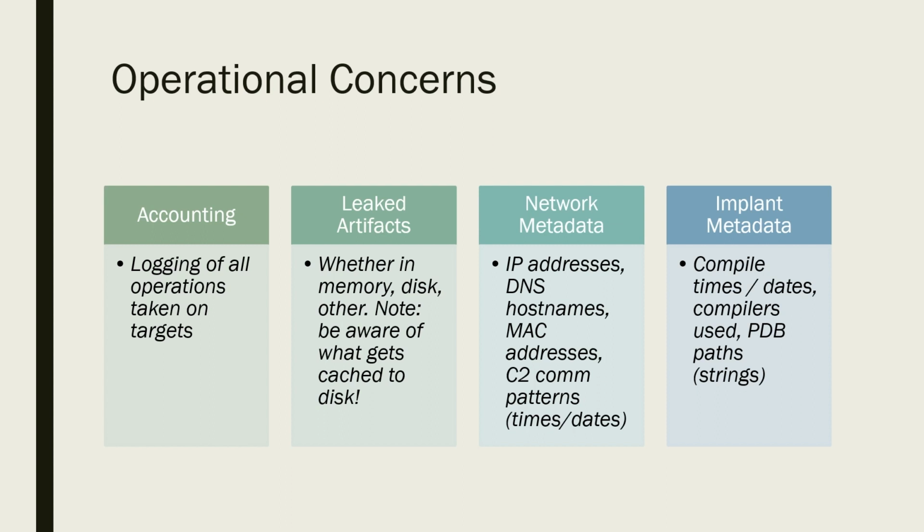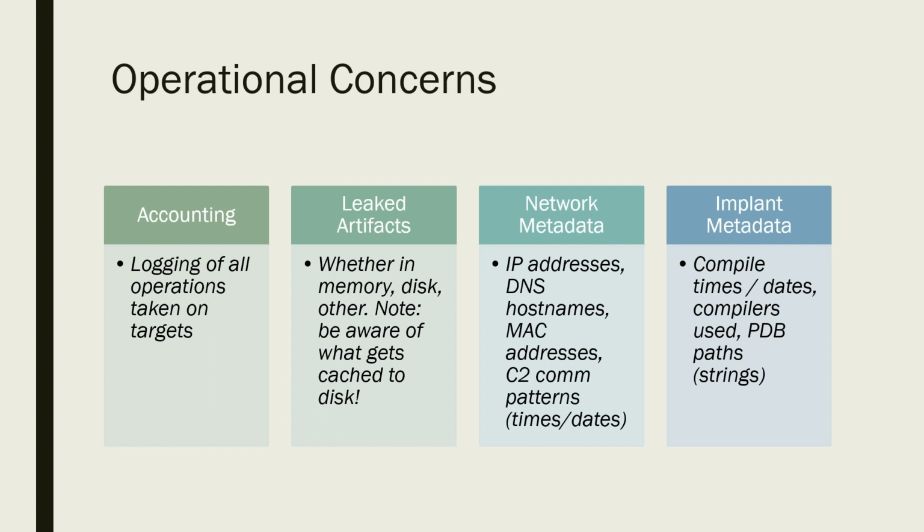We've also got to keep in mind network metadata, right? Addresses, host names, IP addresses, and also certain patterns of operations between times and dates, which is commonly used for attribution. If you're seeing heavy C2 comms between certain times and dates, you can correlate that to places in the world and things like that. You've also got metadata of the implants themselves, like compile times and dates, what compiler was used, any leaked PDB paths and strings in the binary, and the languages used. These are things we need to keep in mind when designing our code.